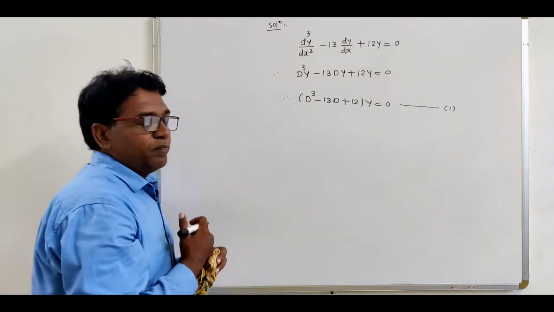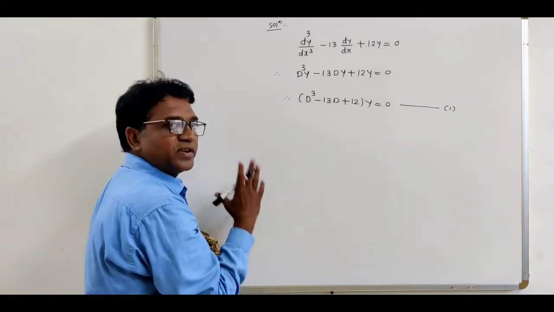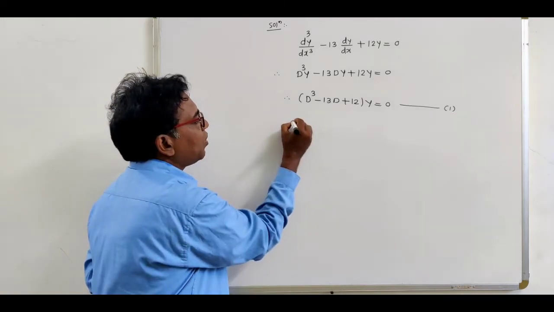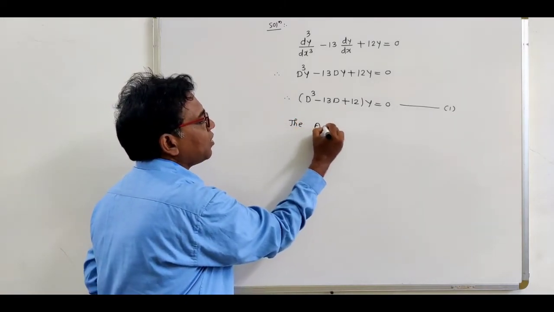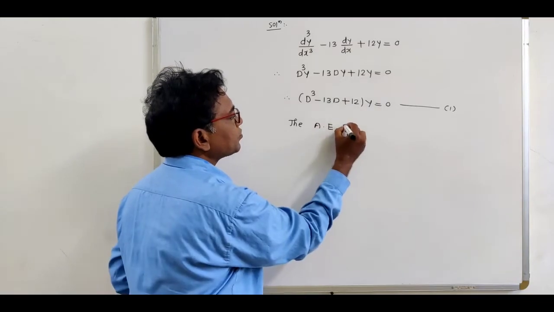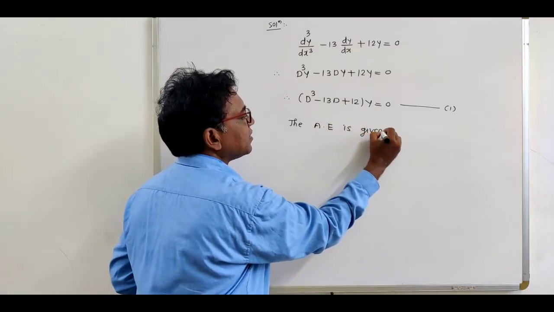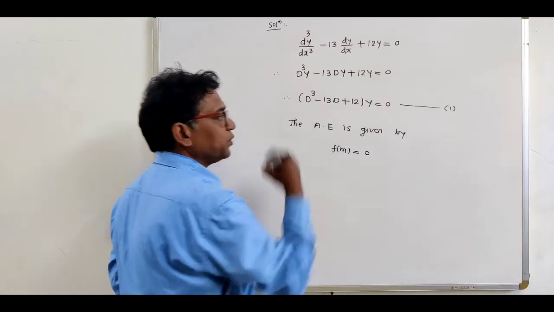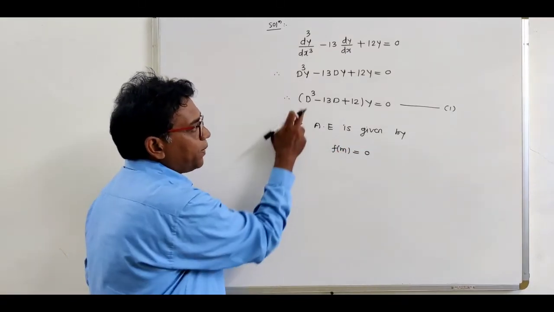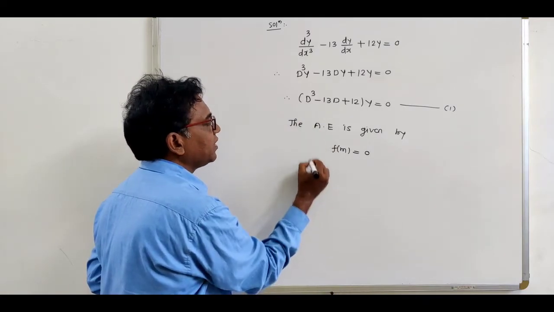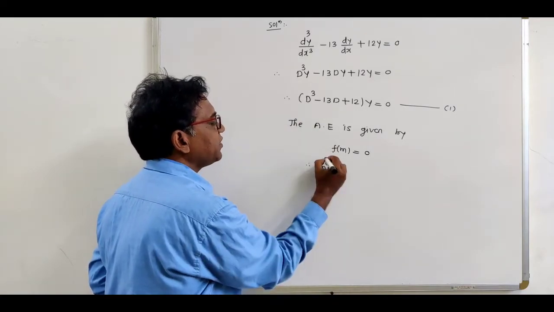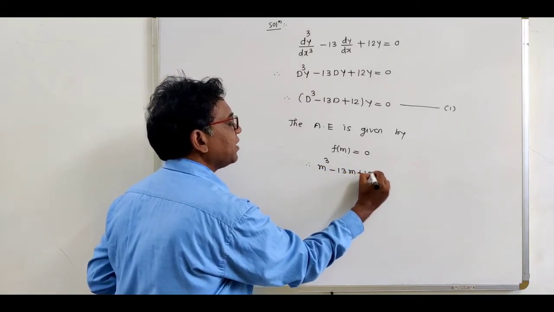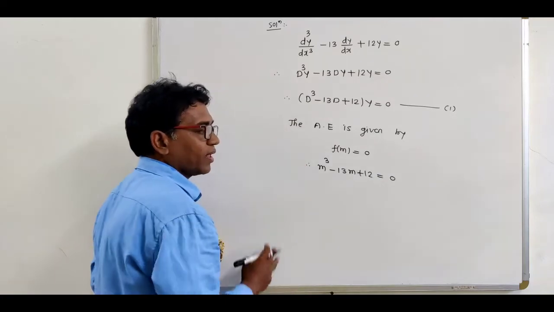Now what is the next step? How to solve the associated equation? Just write its auxiliary equation. So write down the auxiliary equation. The auxiliary equation is given by f(m) equal to 0. So just replace D by m. So what we get? This is our auxiliary equation. This is m cube minus 13m plus 12 equal to 0.